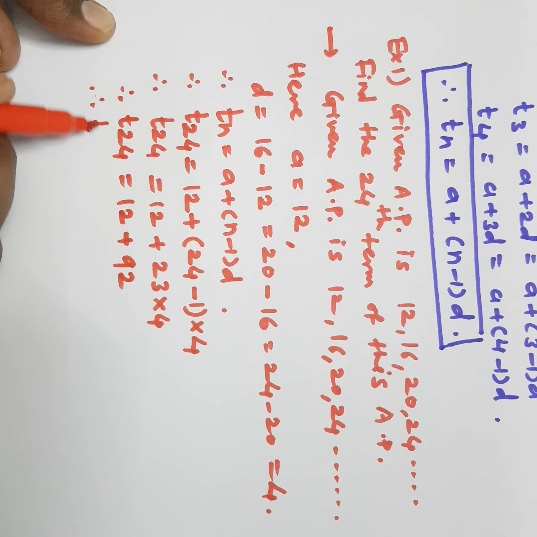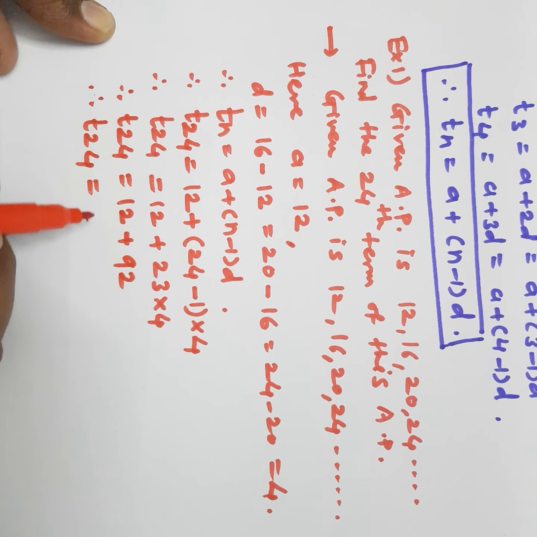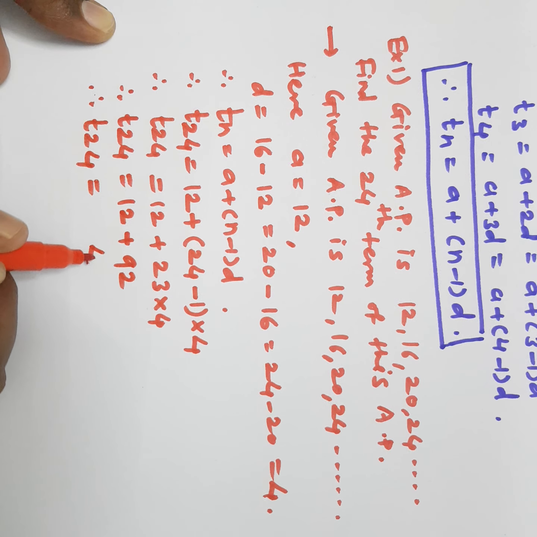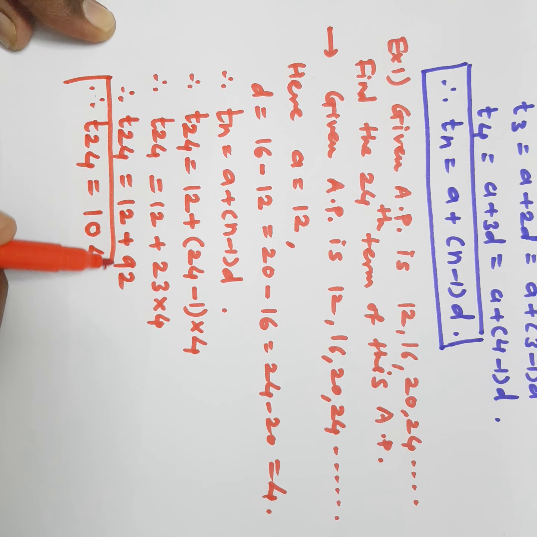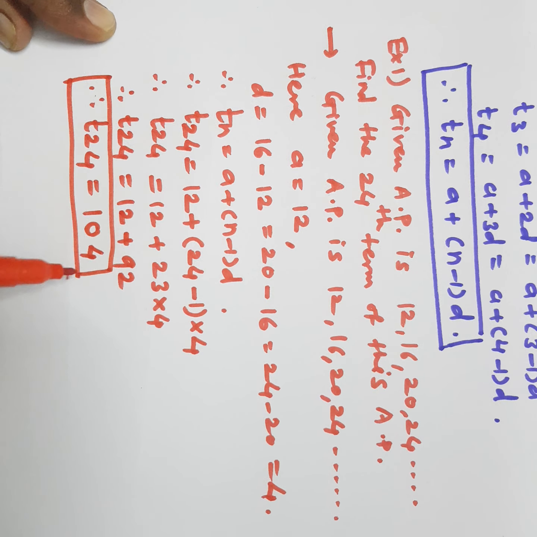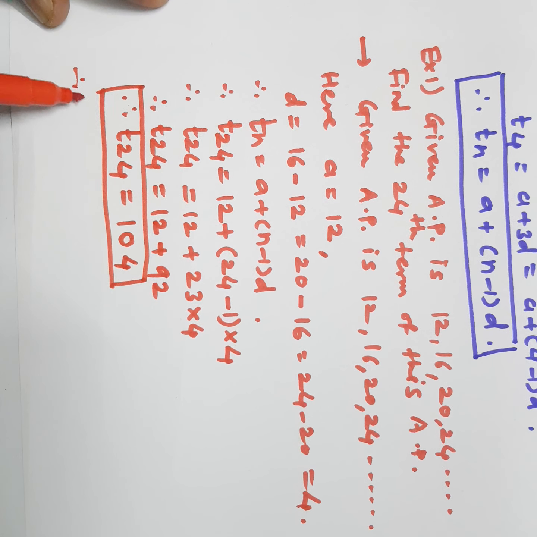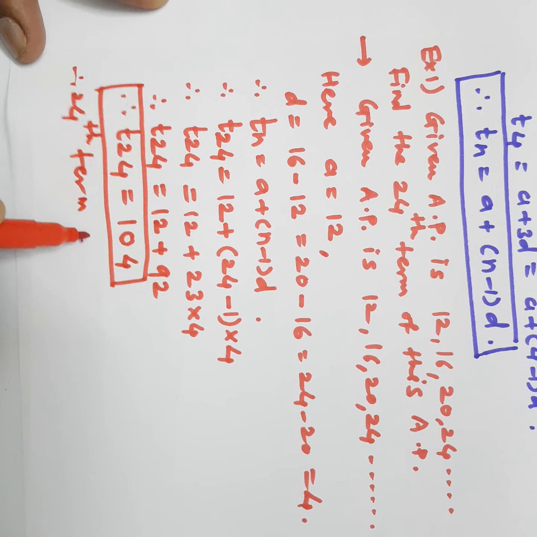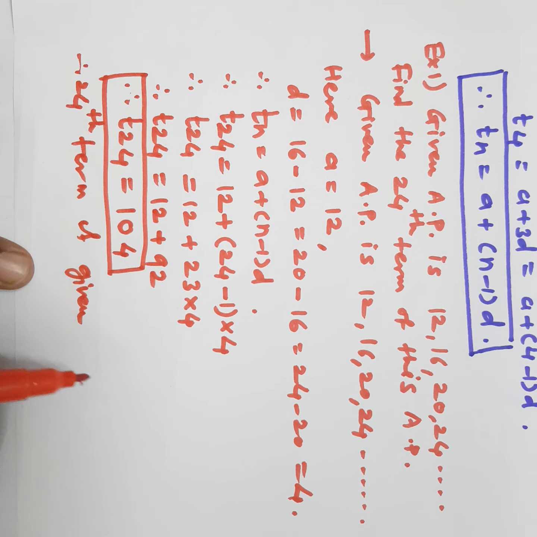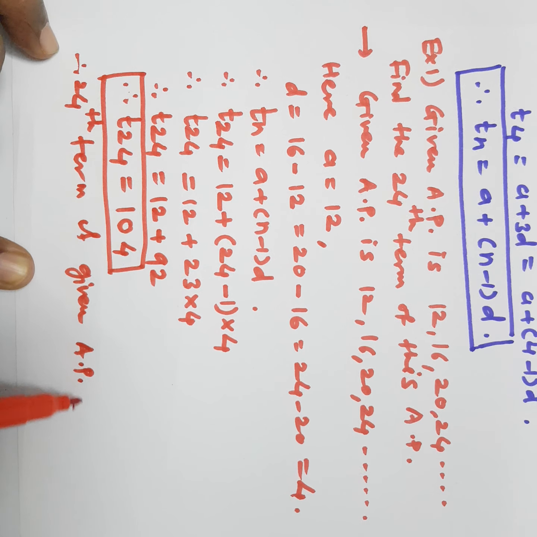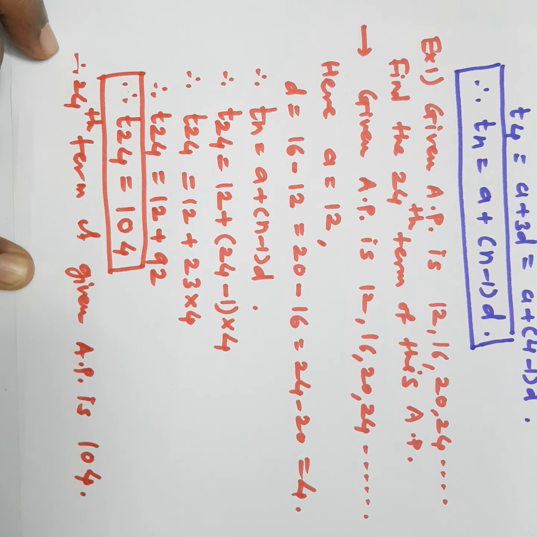Therefore, T24 is equal to 104. That means the 24th term of the given arithmetic progression is 104.